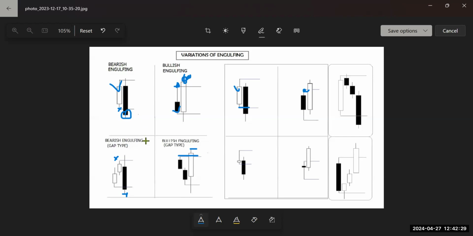Second form of engulfing: one bearish candle engulfs two bullish candles, one, two. We also have a bearish engulfing. For a bullish engulfing, one bullish candle engulfs two bearish candles. Now, for the last type of engulfing, it is when three bearish candles, so this is a bearish engulfing.